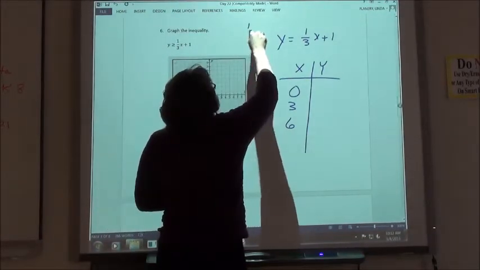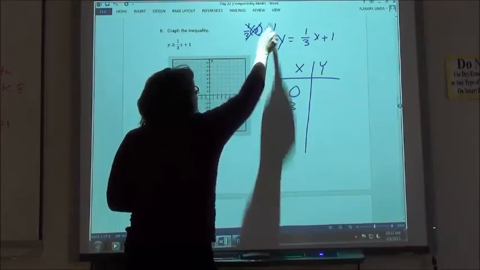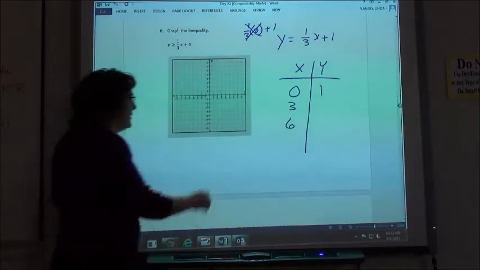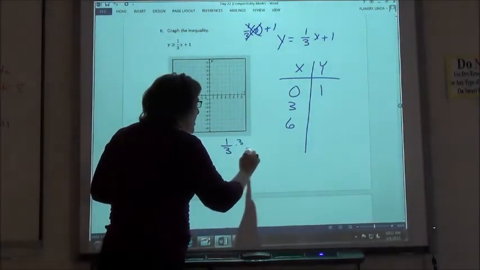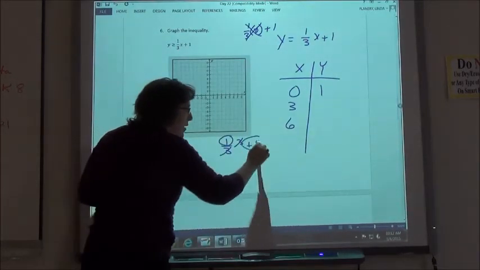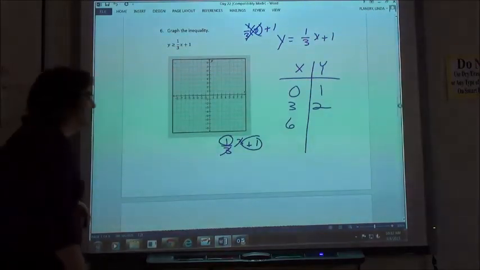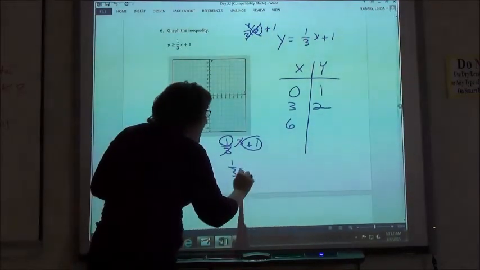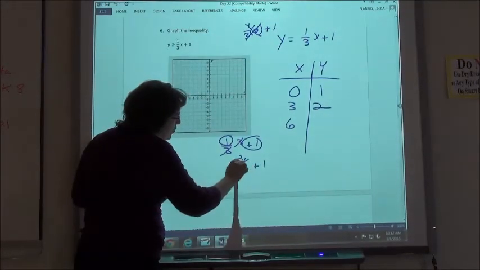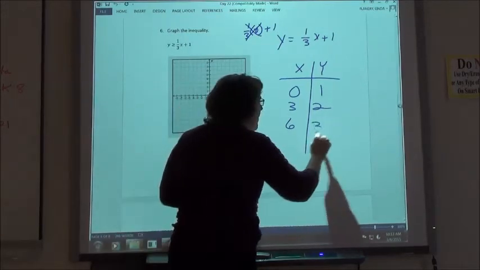So those would be good ones to pick. So if I take 1/3 times 0 plus 1, well, anything times 0 gets rid of that. You just get the end number, the 1. So that one's easy to do. If I do 1/3 times 3 plus 1, the 3's cancel out, so I get 1 plus 1, 2. If you're really bad with fractions, you can always use your calculator. 1/3 times 6 plus 1. Well, 3 goes into 6 2 times, so I have 1 times 2, which is 2. 2 plus the 1 on the end is 3.